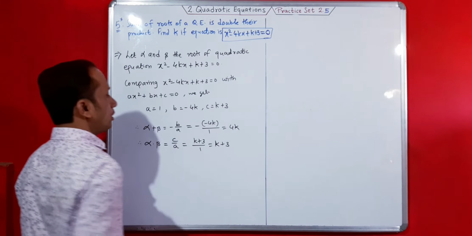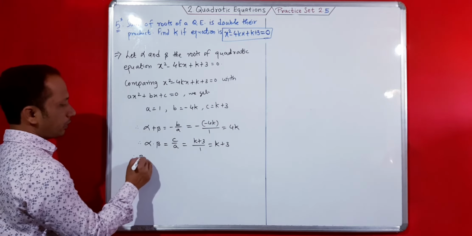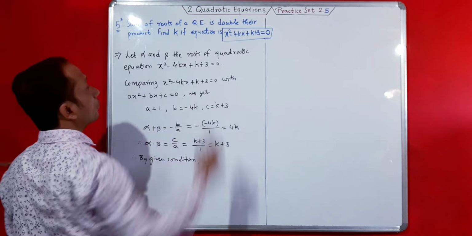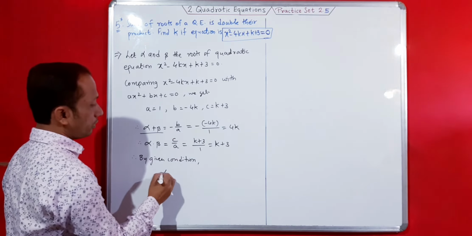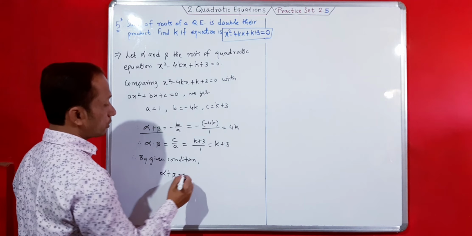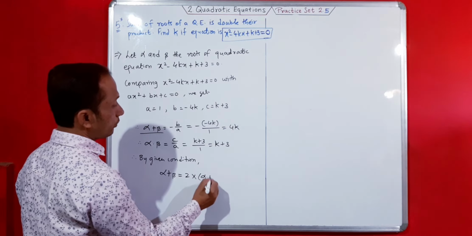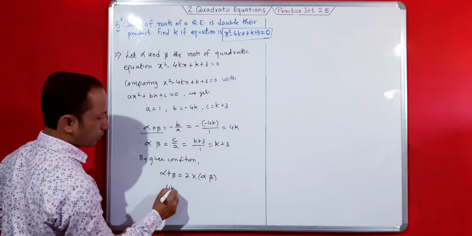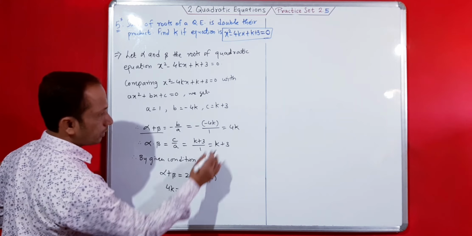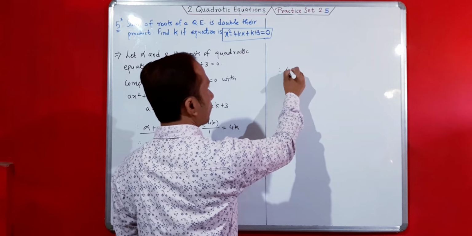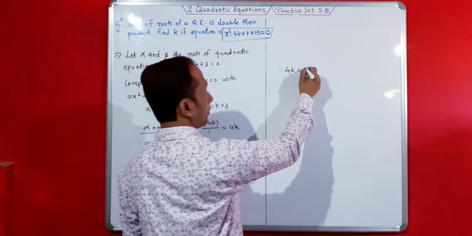Therefore by the given condition, what is the given condition? You can read it: the sum of roots of the quadratic equation, alpha plus beta, is double their product, so 2 into alpha into beta. Now solve this. Alpha plus beta, I have 4k, 2 I know that, and this k plus 3. Just put the values there. For 4k is equal to 2 into k plus 3.